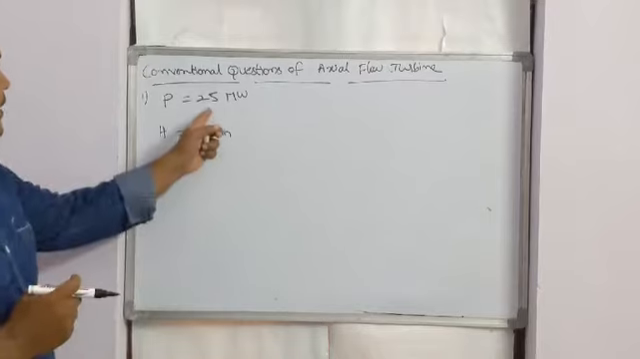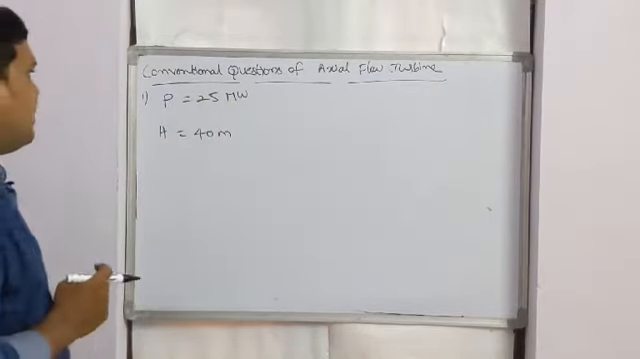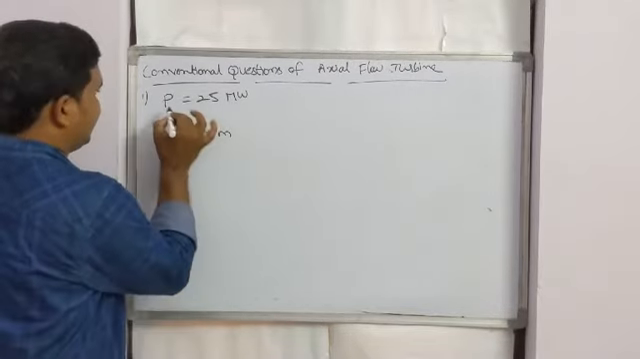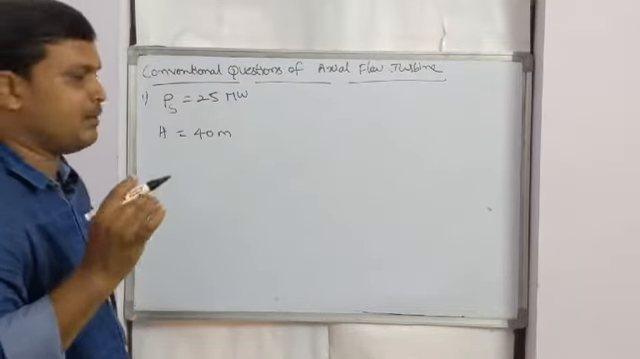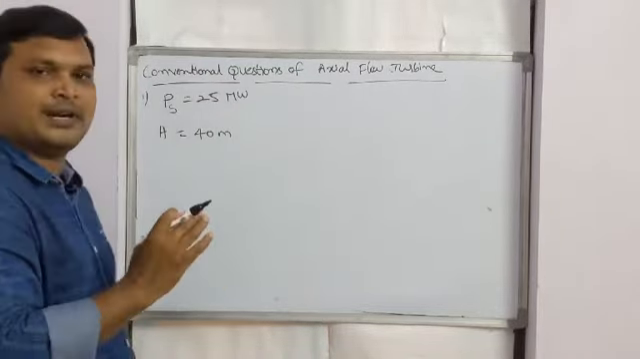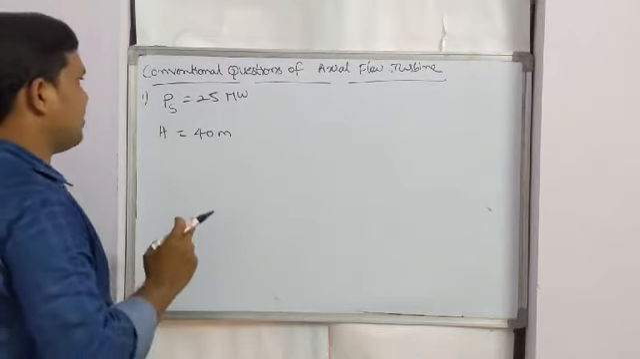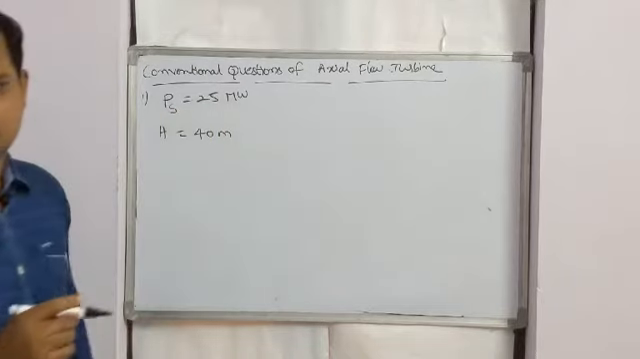Whenever the power is given as megawatt, if nothing is mentioned about the power in an axial flow reaction turbine, just treat it as shaft power. If nothing is mentioned about the power in an impulse turbine, treat it as runner power. If nothing is mentioned in a reaction turbine, treat it as shaft power.